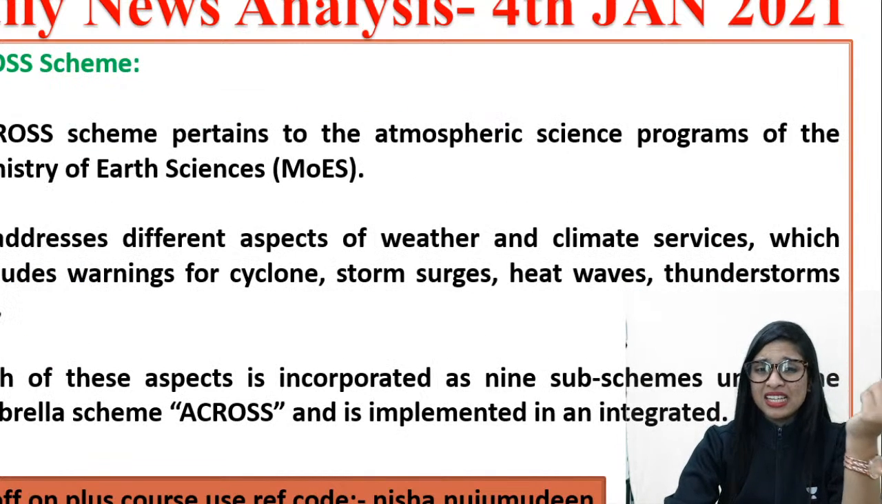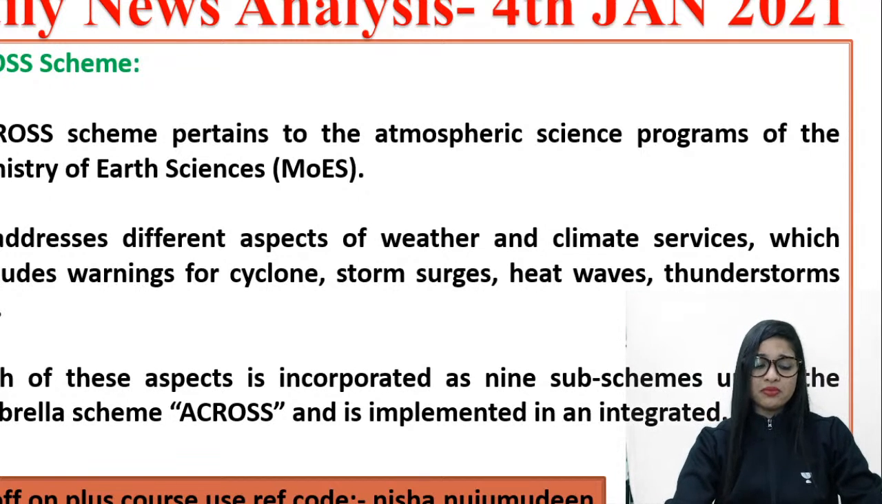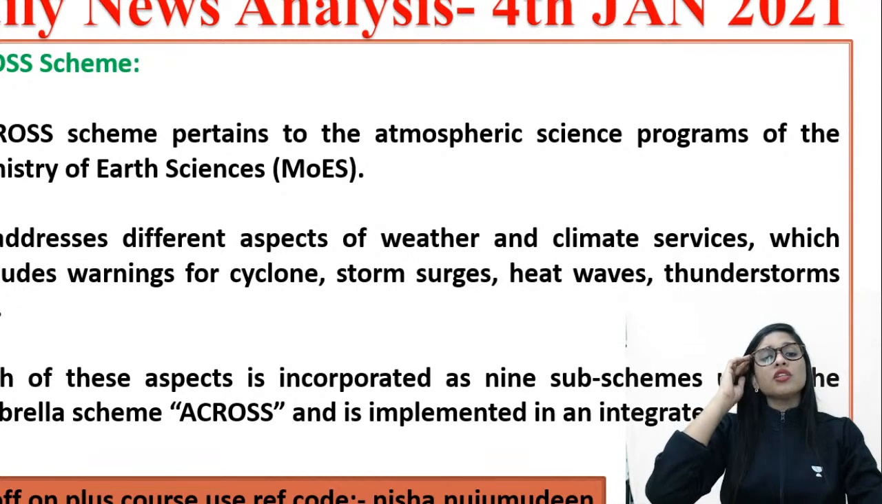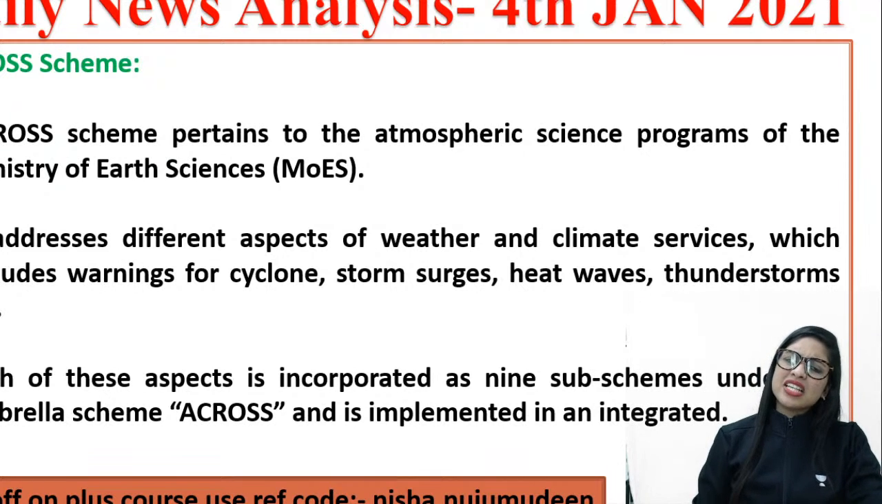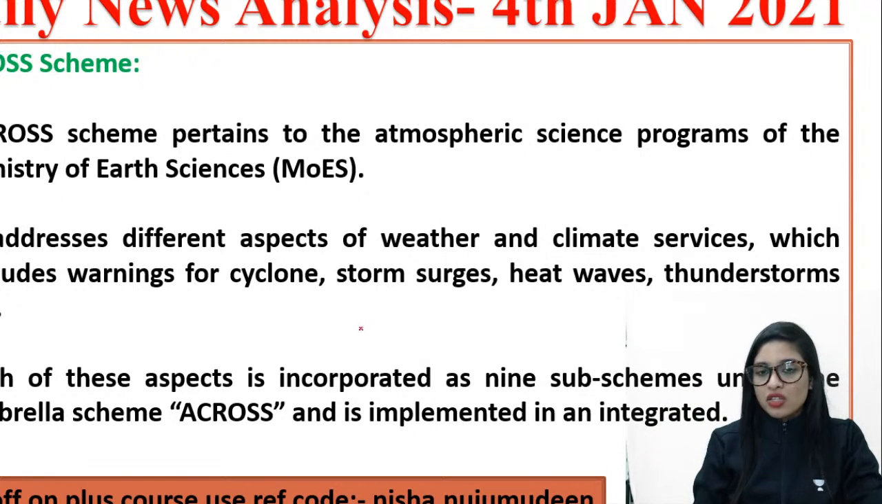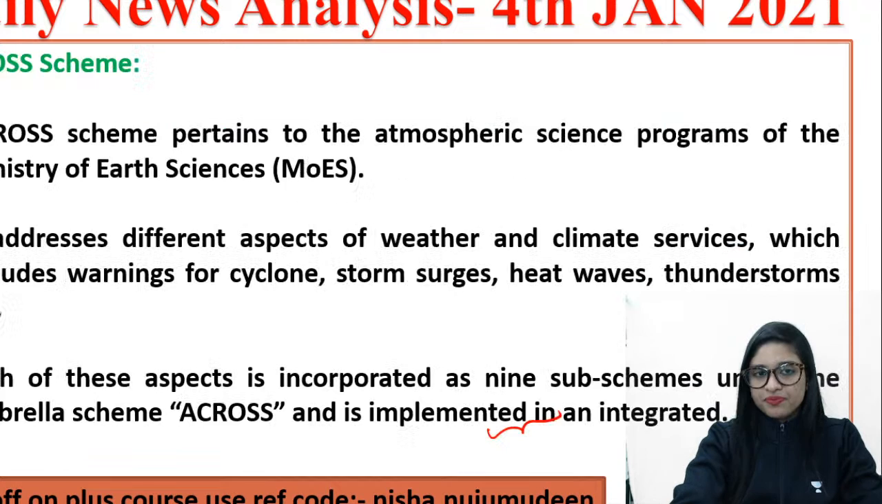Now, what is this basically? They pertain to the atmospheric science program of the Ministry of Earth Sciences. What they do is address different aspects of weather and climate service, which includes, let's say, warnings for cyclones, storm surges, heat waves, thunderstorms, etc. Each of these aspects is incorporated as 9 sub-schemes under the so-called umbrella scheme ACROSS, and that's how they implement it in an integrated manner. Clear? I hope the full form of ACROSS is clear to you: Atmosphere and Climate Research Modeling, Observing System and Services.